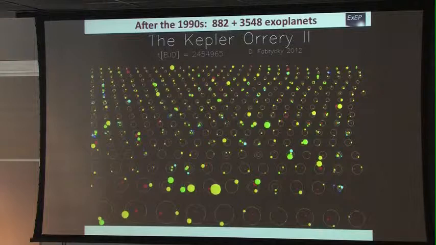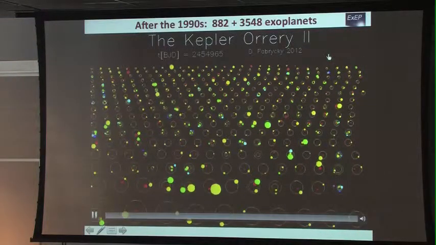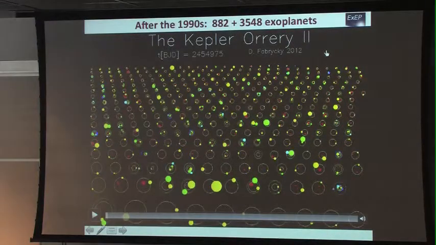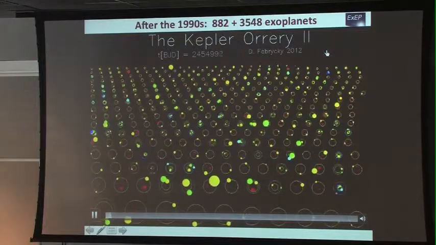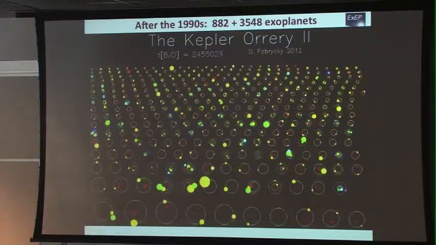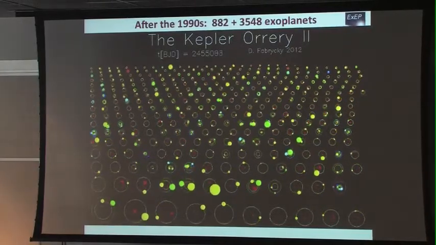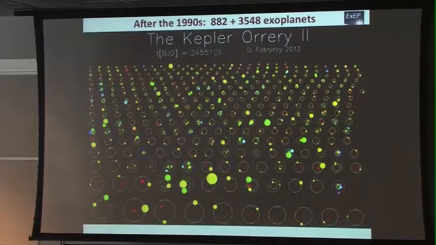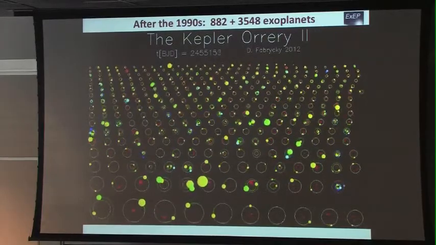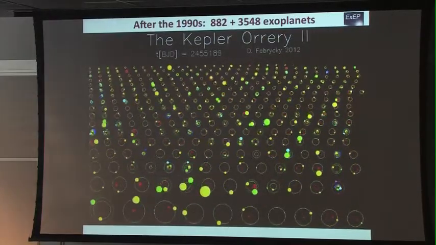All right, but today, now I've got to start this thing. Come on, start. There we go. Okay, this is so cool. This is the planet Orrery that Dan Fabrici put together. It doesn't have all of the exoplanets that have been discovered. It's just got the number that fits onto this screen.